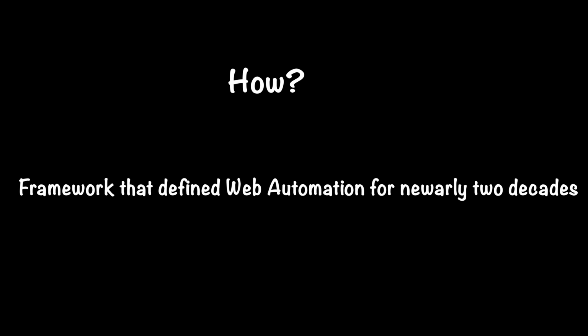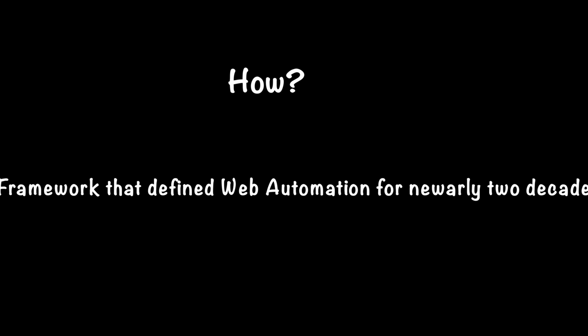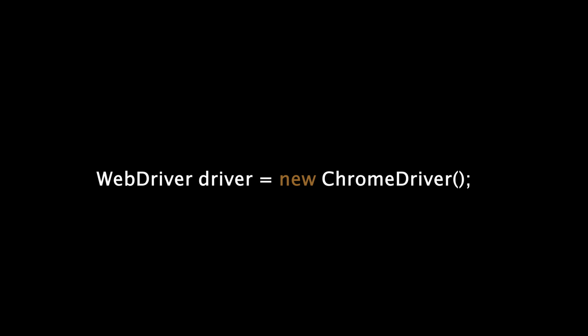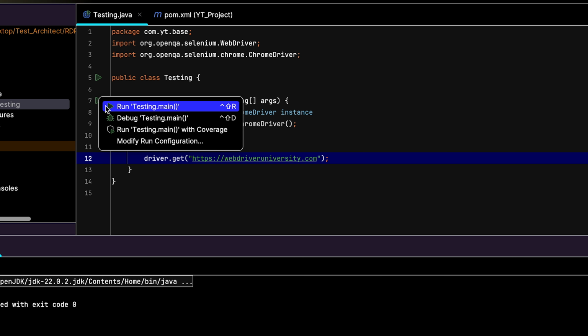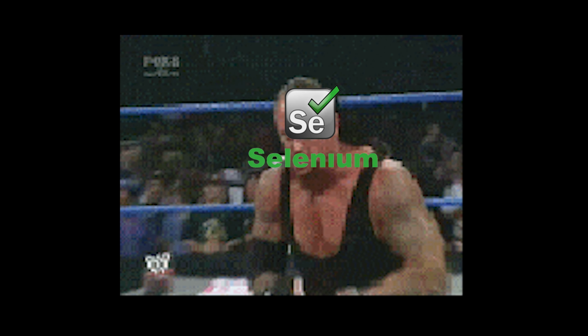So, how did Selenium become the framework that defined web automation for nearly 2 decades? And more important, what actually happens when this line executes? How does a Java object control a real browser? Why do we need ChromeDriver? And why, after all these years, is Selenium still standing?